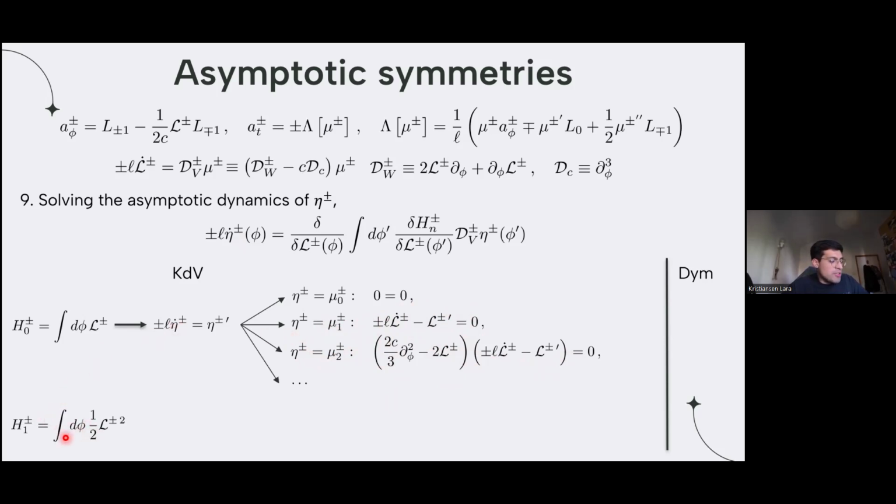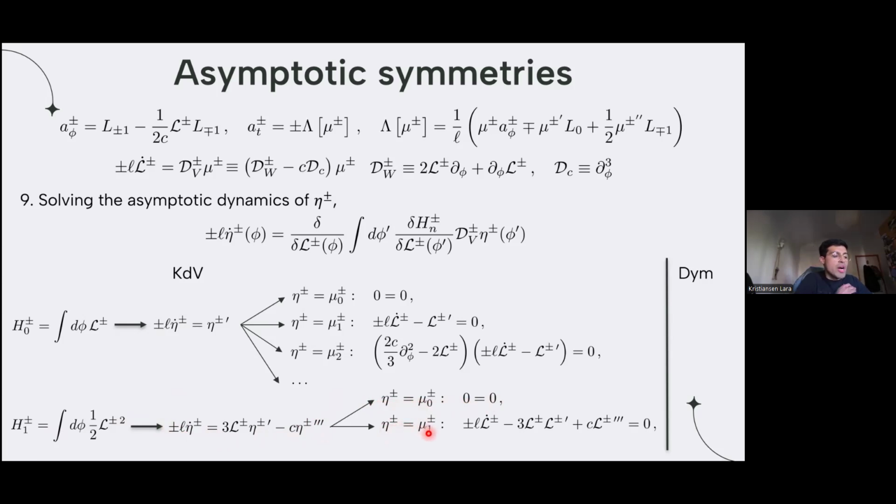You can perform the same procedure with H1, and you will obtain this differential equation. This differential equation is also very difficult to solve, but it's the same story. If you plug eta equals mu0, you will obtain this, and if you plug eta equals mu1, the consistency equation for the gauge parameter eta at the boundary will transform into the KdV equation, and the KdV equation is the equation of motion, so it is solved, and so on.